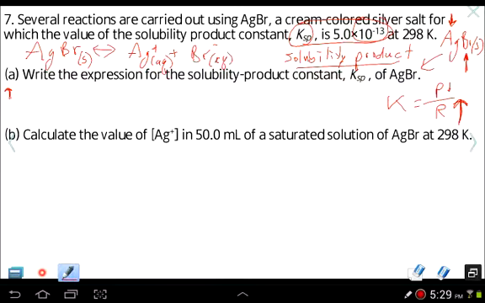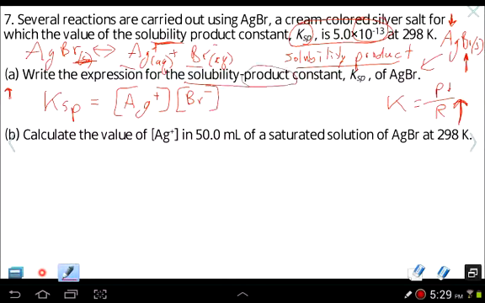We have the solubility product. So our Ksp is actually just the two products, because solids do not go into the equilibrium expression. So we essentially have Ag+ times Br-. And that's why they call it the solubility product, because it's the product of the species that are soluble in water. And that's really all they want here.